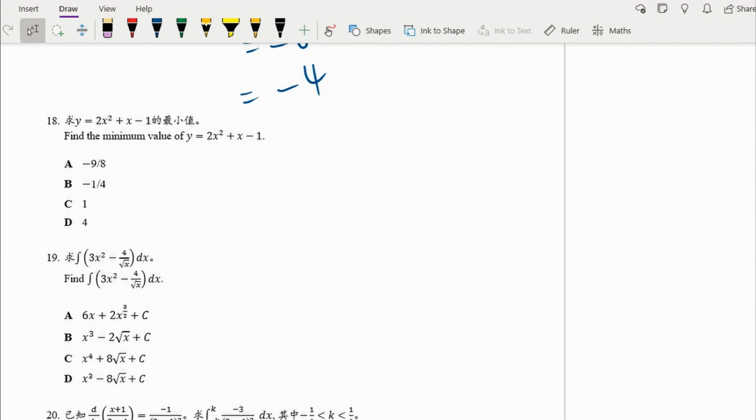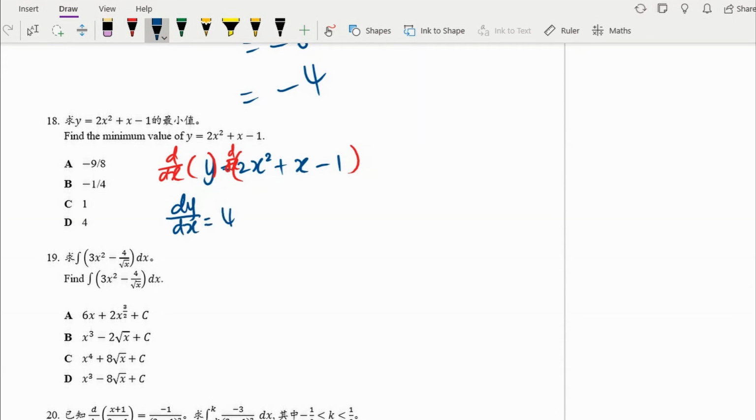So y equals 2x squared plus x minus 1. Then you differentiate both sides with respect to x, d/dx. On the left hand side you have dy/dx equals, again this is a power rule, 4x plus 1. Then you let 4x plus 1 equal 0. Your x should be negative 1 over 4. Oh, we already got the answer. But never mind, I will try to differentiate it again. d squared y over dx squared is equal to 4.